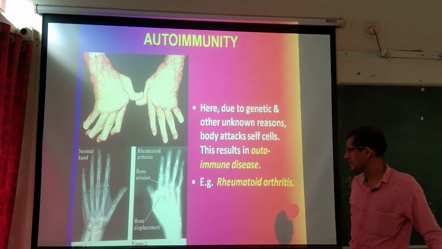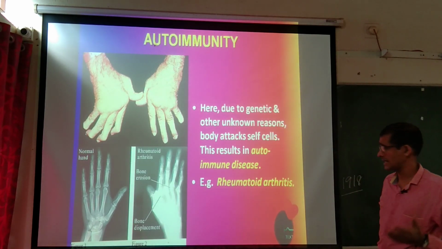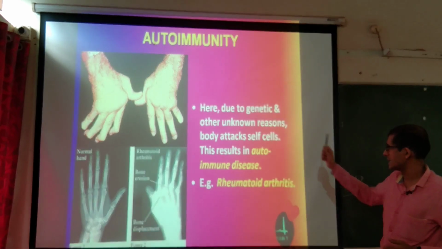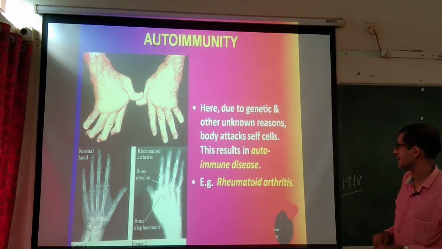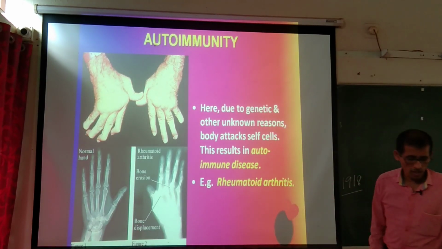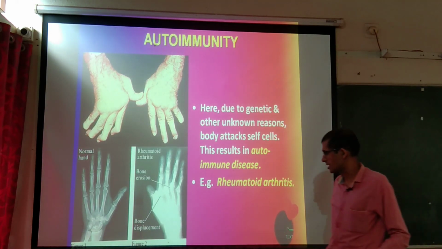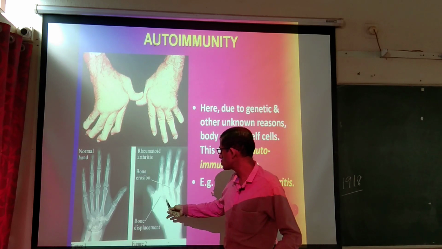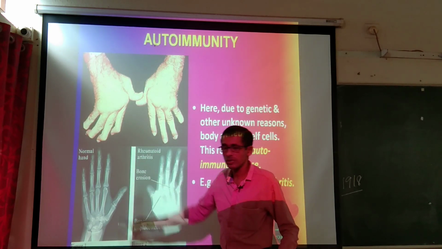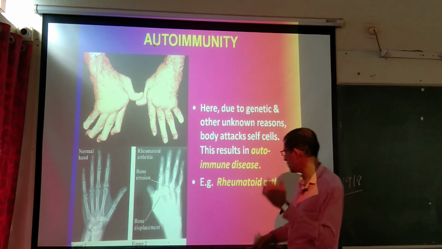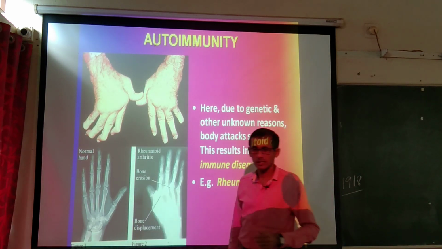Then autoimmunity, I have mentioned it too, rheumatoid arthritis, just recalling the point. Here, due to genetic and other unknown reasons, the body attacks its own cells. So, it is called autoimmune disease, and an example is arthritis. See here in figures 1 and 2, a normal hand looks like this under X-ray. If you take our palm, the X-ray palm is going to be like this.